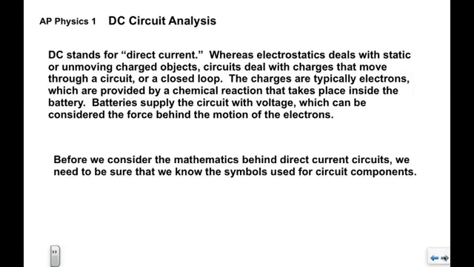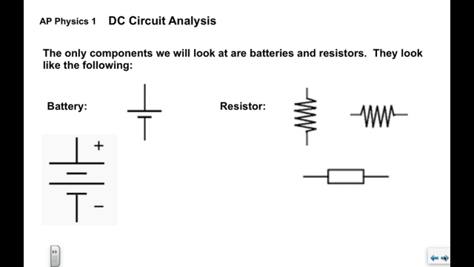Before we look at the mathematics, we're going to take a look at the symbols used for circuit components. The only ones we're going to be worried about will be batteries and resistors. They look like the following. This is a single battery symbol. Usually the longer of the two contacts is considered to be the positive one. We see also here what's called a cell. We have a number of batteries sort of stacked up. All that does is change the voltage. So these are what batteries look like.